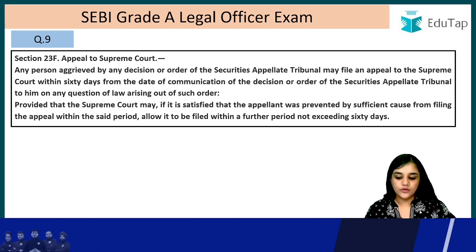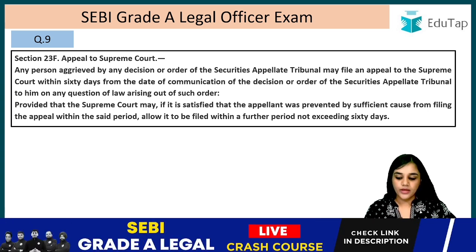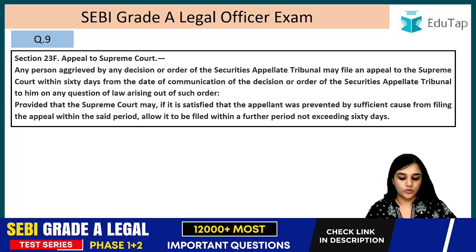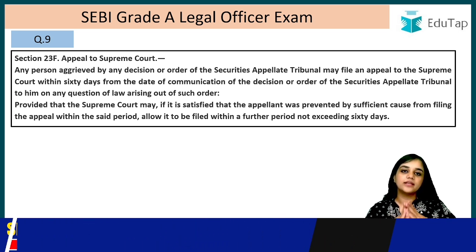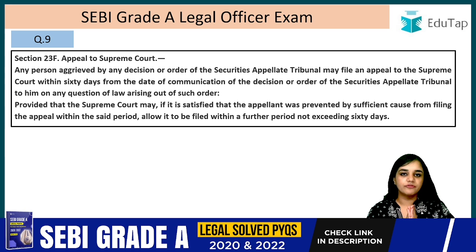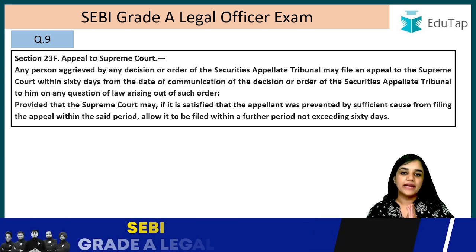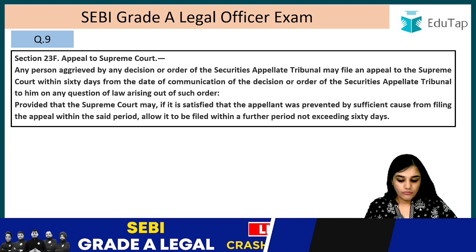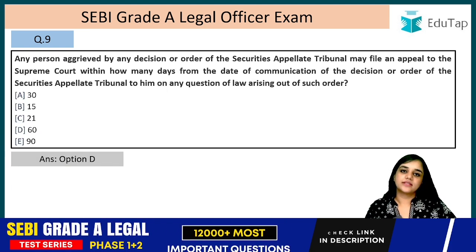to him on any question of law arising out of such order, provided that the Supreme Court may, if it is satisfied that the appellant was prevented by sufficient cause from filing the appeal within the said period, allow it to be filed within a further period not exceeding 60 days. So the Supreme Court can again give a 60 day period if it is satisfied that they were prevented by a sufficient cause. That is why they could not file the appeal within the said period of 60 days. So again, 60 days could be given only if the Supreme Court is satisfied. The answer was option D, 60 days, right?